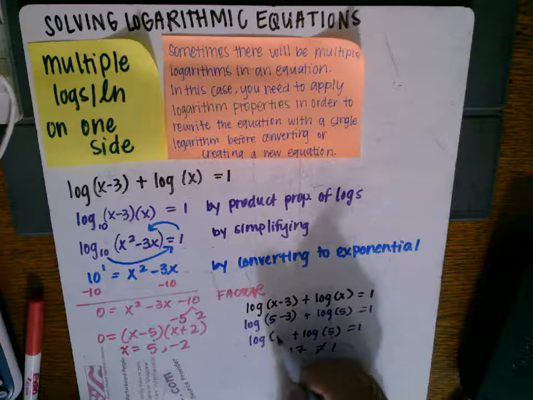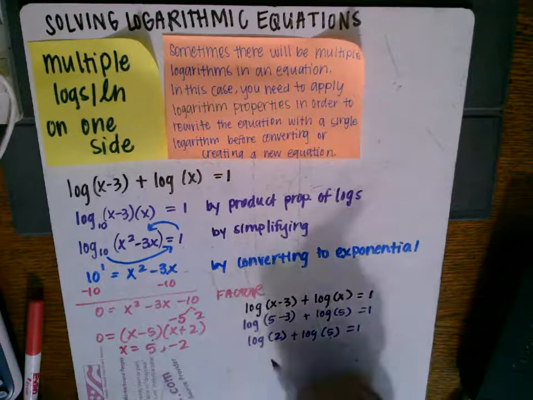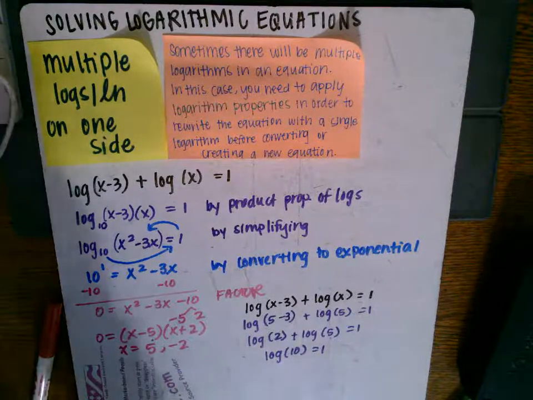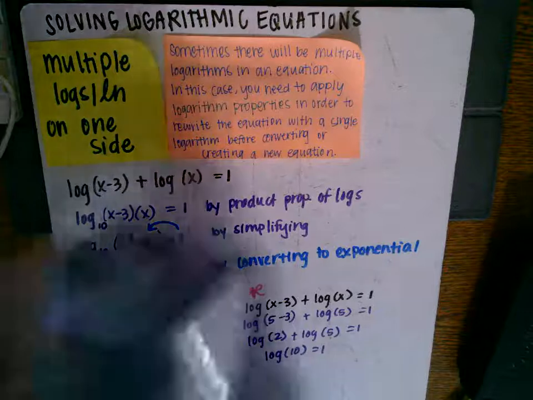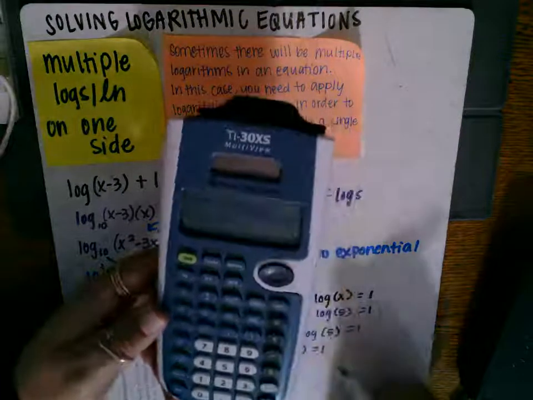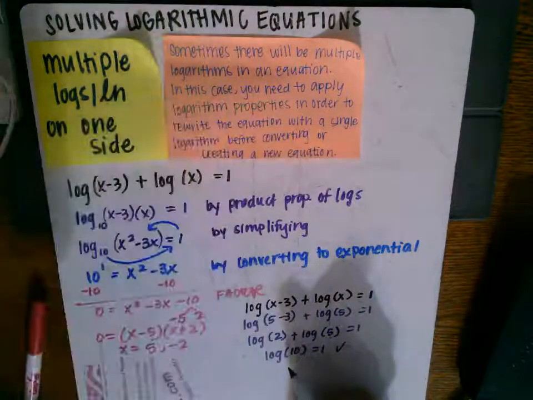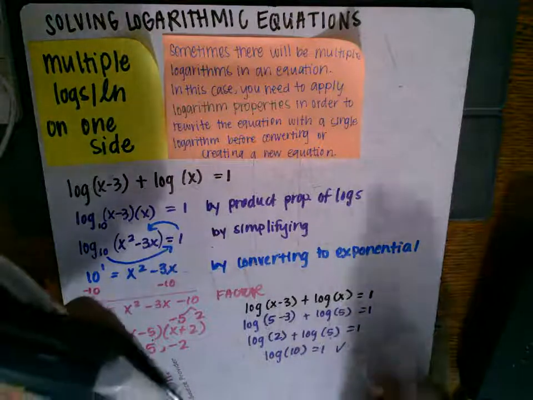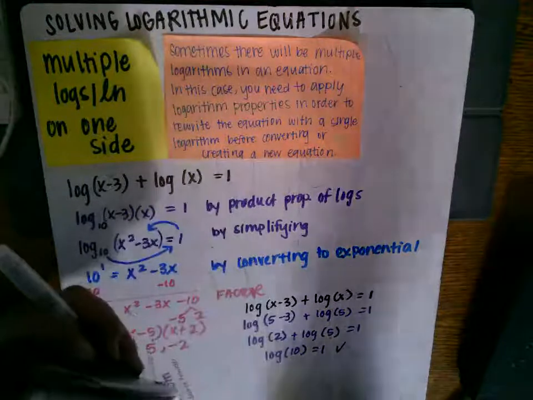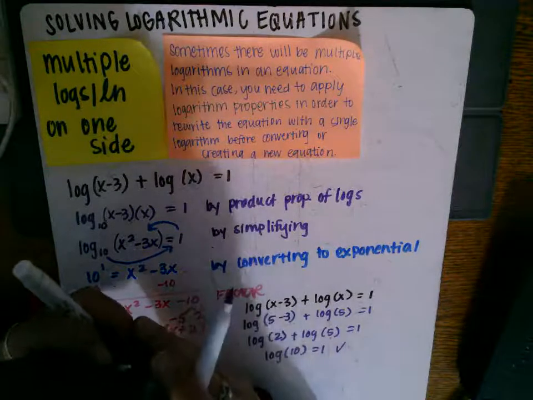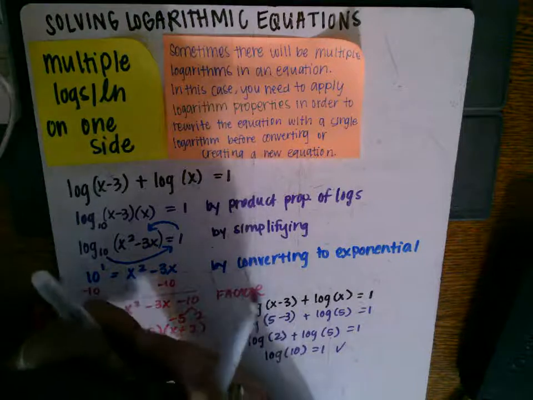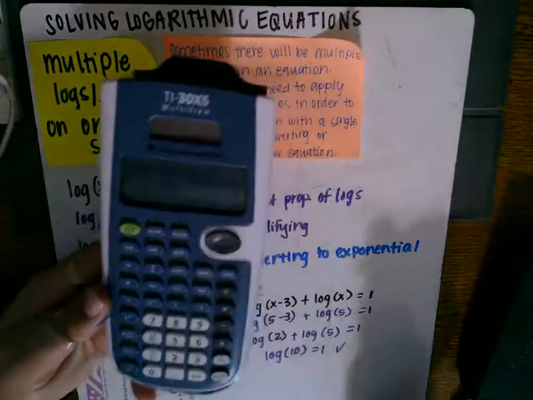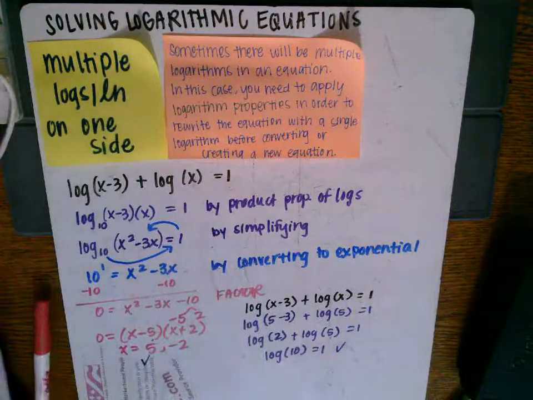So 5 minus 3 is 2. So I really need to check if log of 10 is equal to 1. And let me see. Log of 10. Yep, that's true. You could also remember that a log without a base is base 10, so 10 to the first power should equal 10. Or like I did earlier, you could literally type in log of 2 plus log, not natural log, of 5, and you'll see that also gives me 1. So this is a true solution.